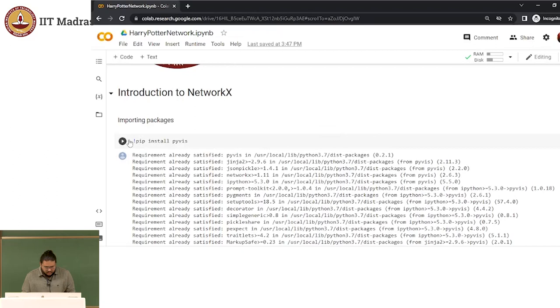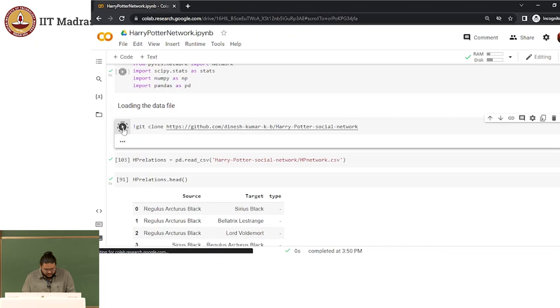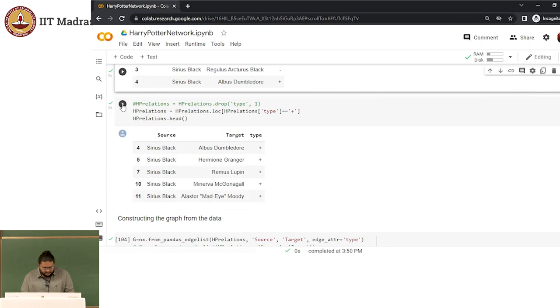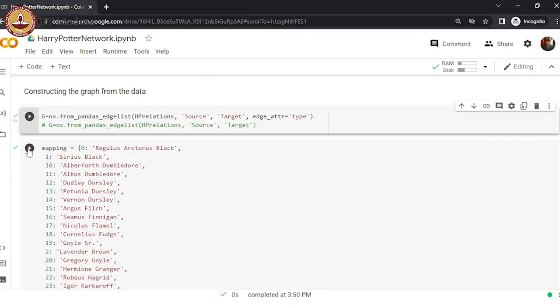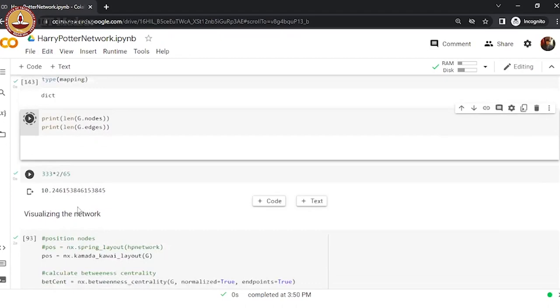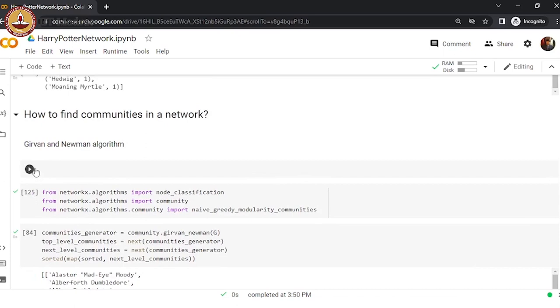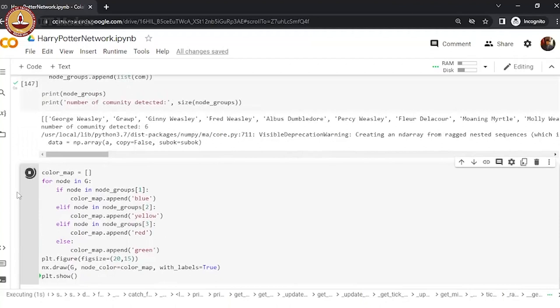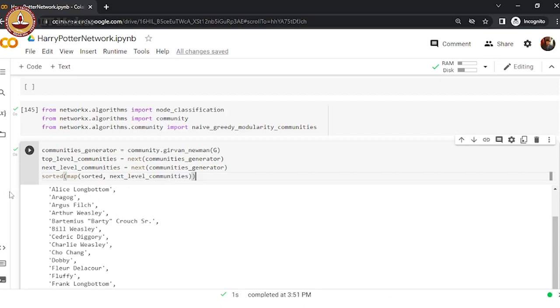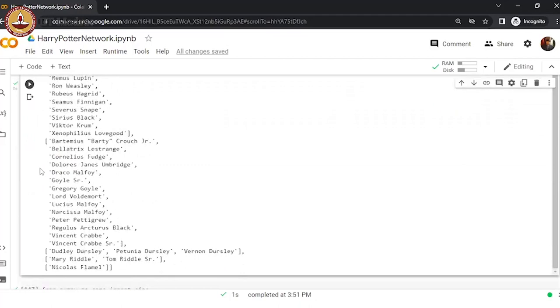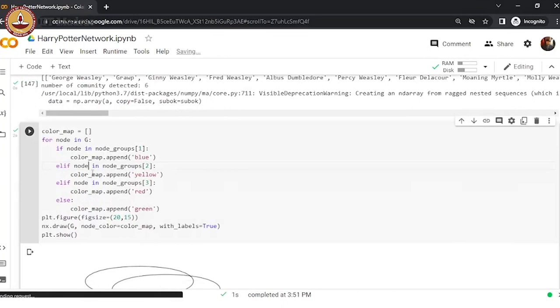I've refreshed this. I'll just run these things quickly. I'm just loading the network, building the graph. All right. So now we have the graph. So we'll try to use the Girvan-Newman algorithm to find communities in this Harry Potter network. So I've had code. So first this step tries to find communities. We'll give an output called this community generator. We use that community generator to separate out different nodes. We color these nodes for visualization.